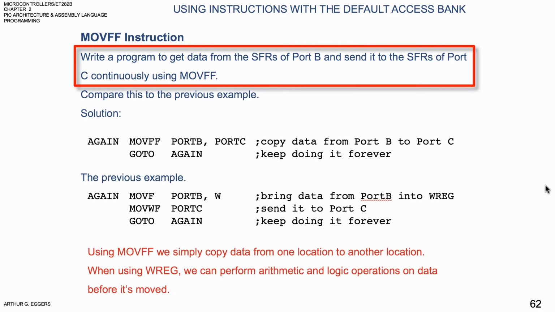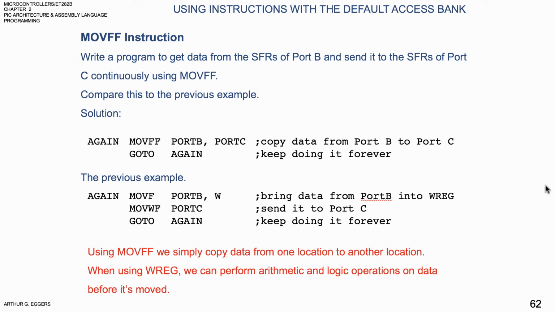In an example, we're going to write a program to get the data from the special function registers (SFRs) of port B and then send it to the SFRs of port C, continuously moving the data using the MOVFF. If we compare this to the previous examples, we can see that there is a difference here, where the working register was not involved.